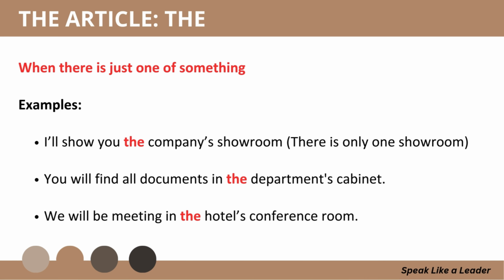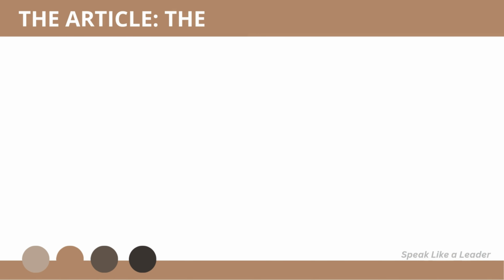We also use the article the when there is just one of something. For example, I show you the company's showroom. There's only one showroom. You will find all documents in the department's cabinet. We will be meeting in the hotel's conference room because the hotel only has one conference room.